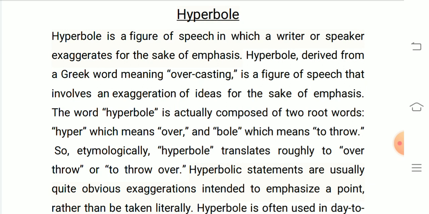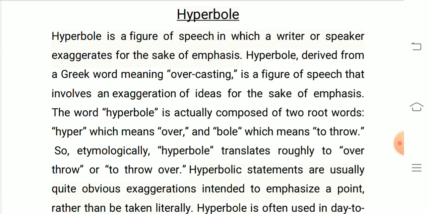Today I am going to discuss figure of speech, hyperbole. Hyperbole is a figure of speech in which a writer or speaker exaggerates for the sake of emphasis. Hyperbole, derived from a Greek word meaning overcasting, is a figure of speech that involves an exaggeration of ideas for the sake of emphasis. Exaggeration means overstatement or overemphasis, describing something and making it more than it really is.